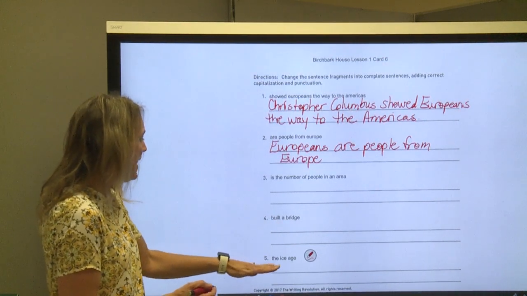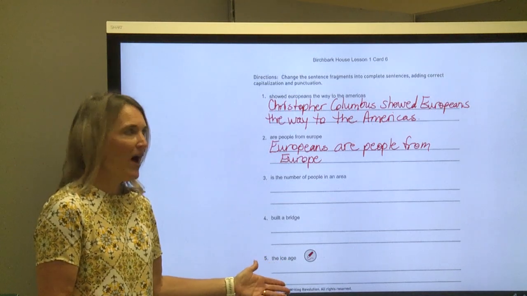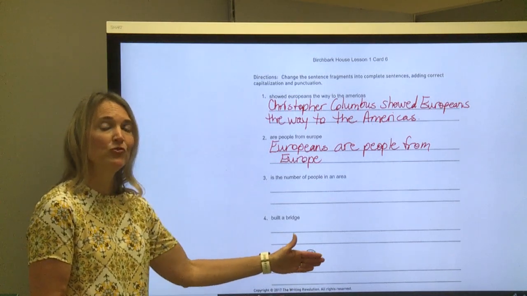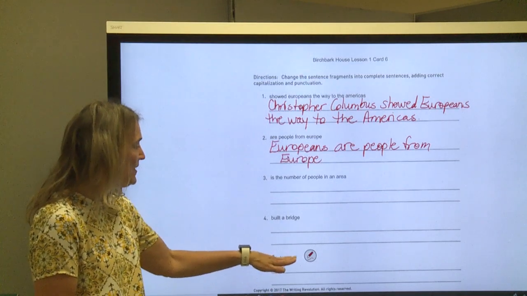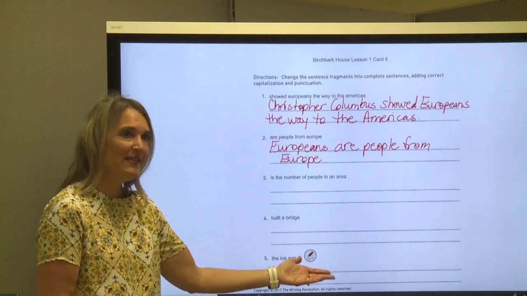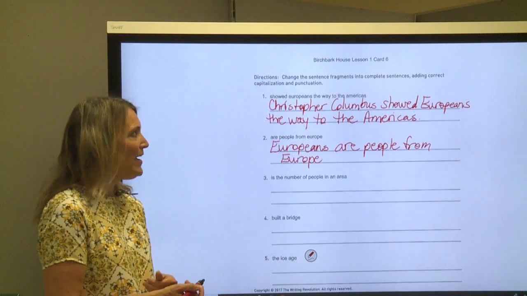And then we look at the Ice Age. What about the Ice Age? Well, it was a time when glaciers covered the earth. The Ice Age is a time when glaciers covered the earth. That makes it a complete sentence if you were to do that in your writing.